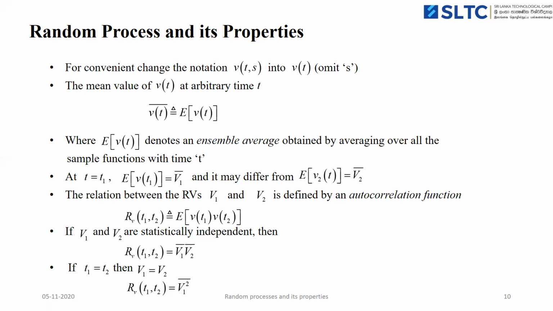Then the relation between random variables V1 and V2 is defined by the autocorrelation function. The notation is RV of t1 comma t2, because the first random variable is observed at time t1 and the second at time t2. So the autocorrelation function of V1 and V2 is the expectation of V of t1 times V of t2, because there are two random variables, V of t1 and V of t2.